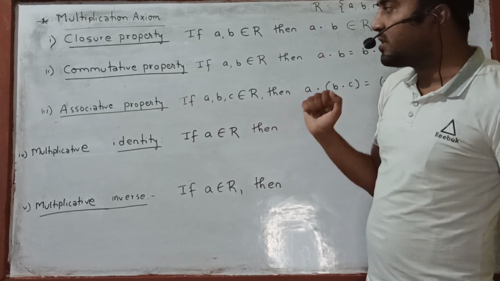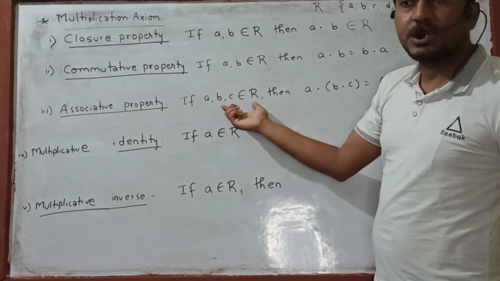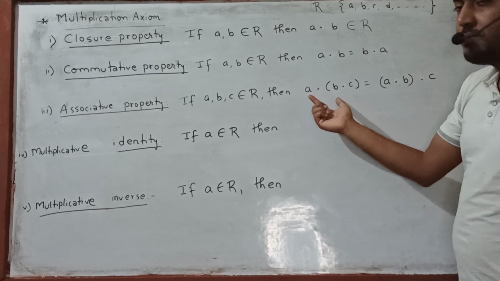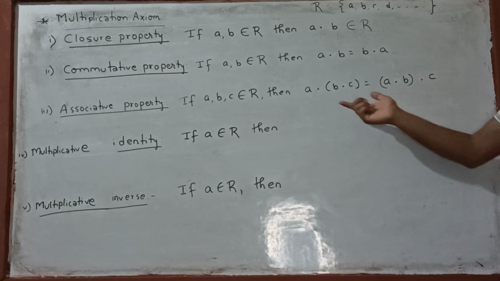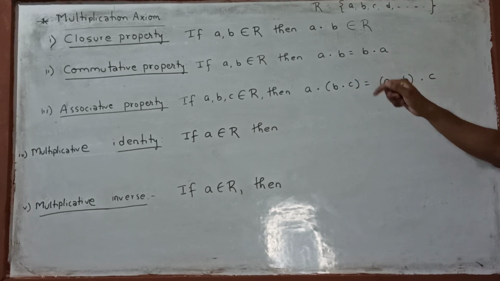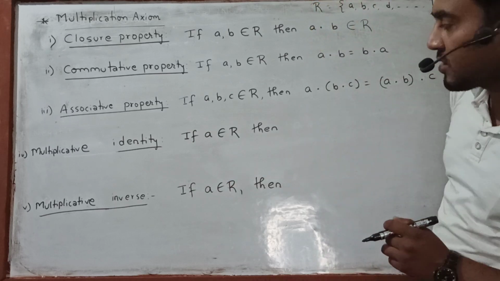So in associativity what we get is, if a, b, c belong to the set of real numbers, then a into (b into c) is equal to (a into b) into c. Same like addition, in place of plus there is product. Similarly, multiplicative identity. So let us learn this now.